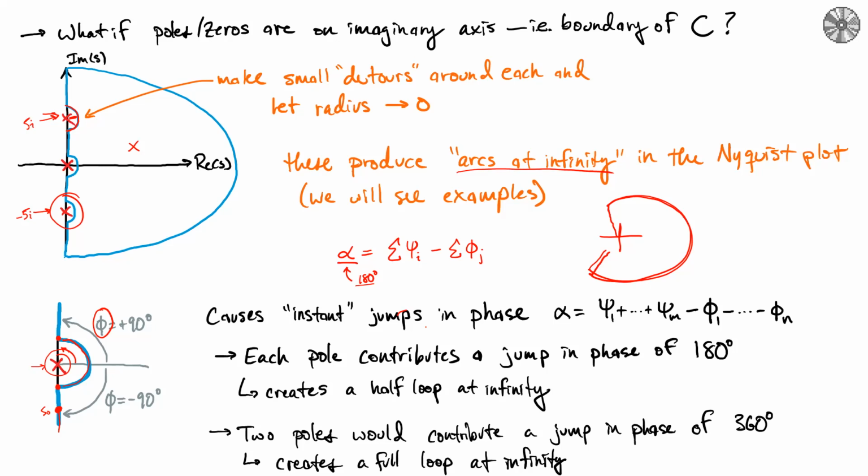Similarly, if you had a double pole, for example, at 0, then that would be the same as two angles contributing 180, so that would be a jump of 360. That would correspond to a full loop all the way around and back to where you started. These big loops are called arcs at infinity, and we'll see examples in class of when this happens.